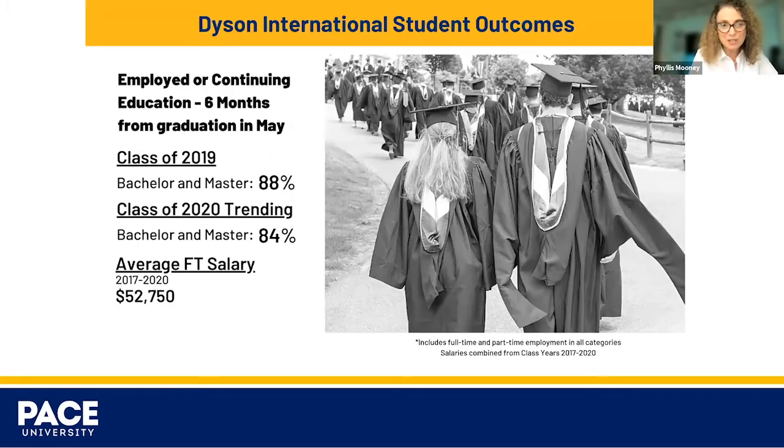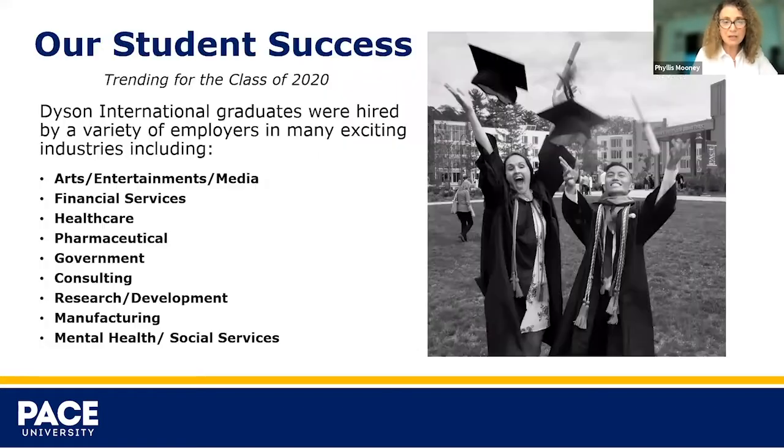How do Dyson International students do? They do extraordinarily well. For the class of 2019 and also for the class of 2020, we know that our Dyson International students were employed or going on to graduate school within 6 months of graduation. That's 88% of the class of 2019 and 84% of the class of 2020. And they're also reporting average full-time salaries of just under $53,000 American dollars a year, which is really, really fantastic.